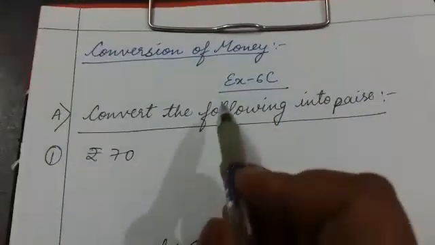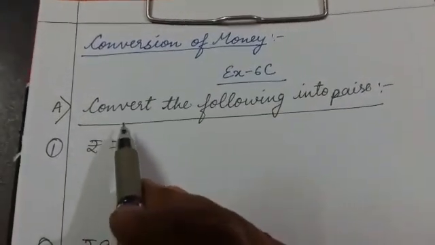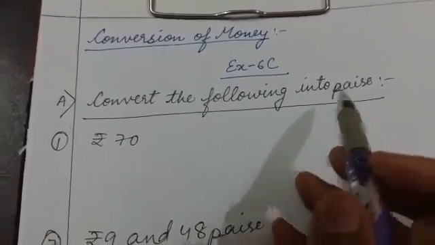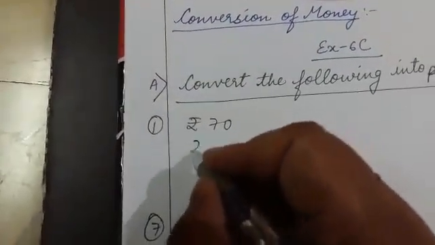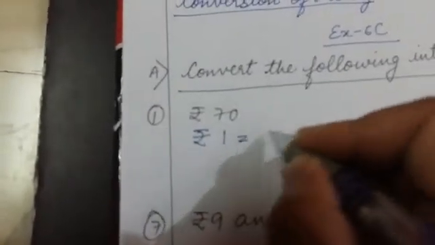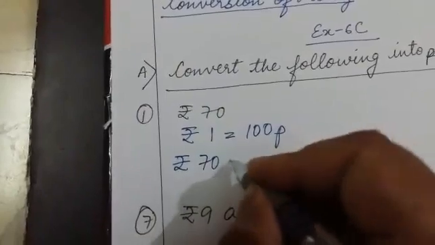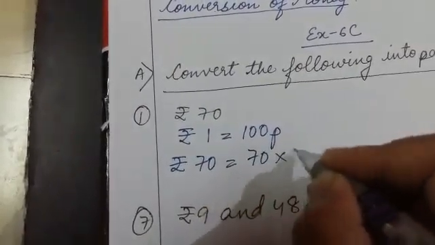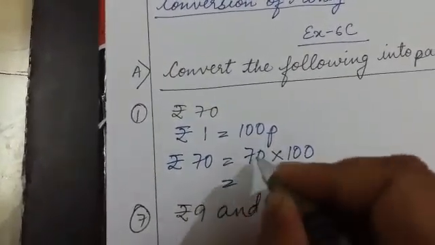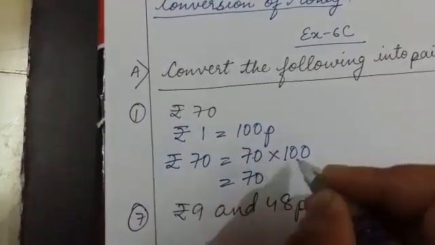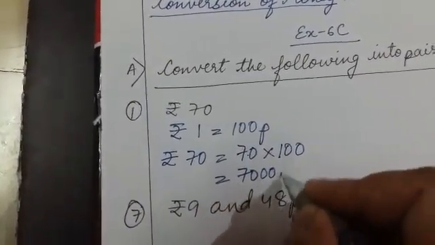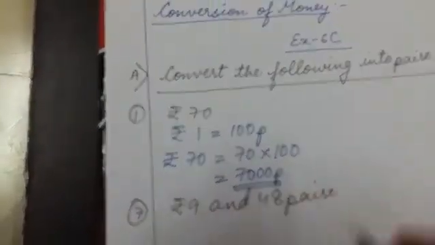So let us start with exercise 6C. Here the first question is given: convert the following into paisa. The first question is rupees 70. So how will you convert it? You will first write rupees 1 is equal to 100 paisa. So rupees 70 will be how much? 70 into 100. So what do you have to do? 70 into 1, you will write 70, and you will add 2 more zeros for paise. So it will be 7000 paise.